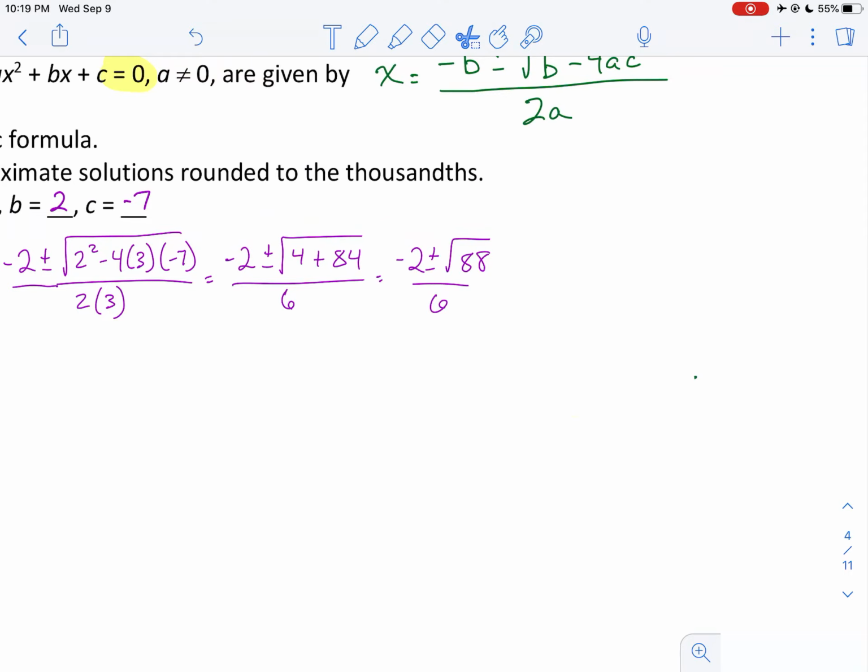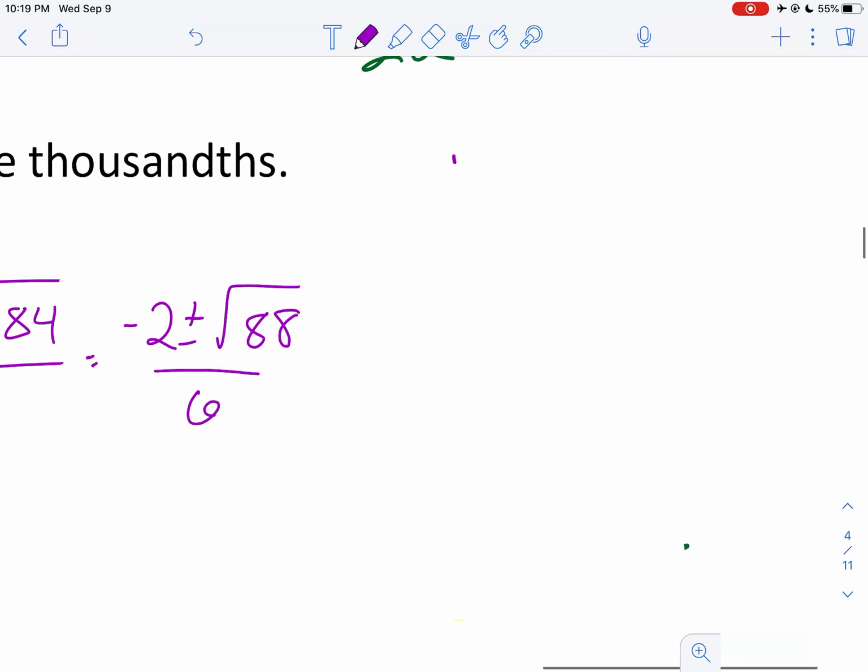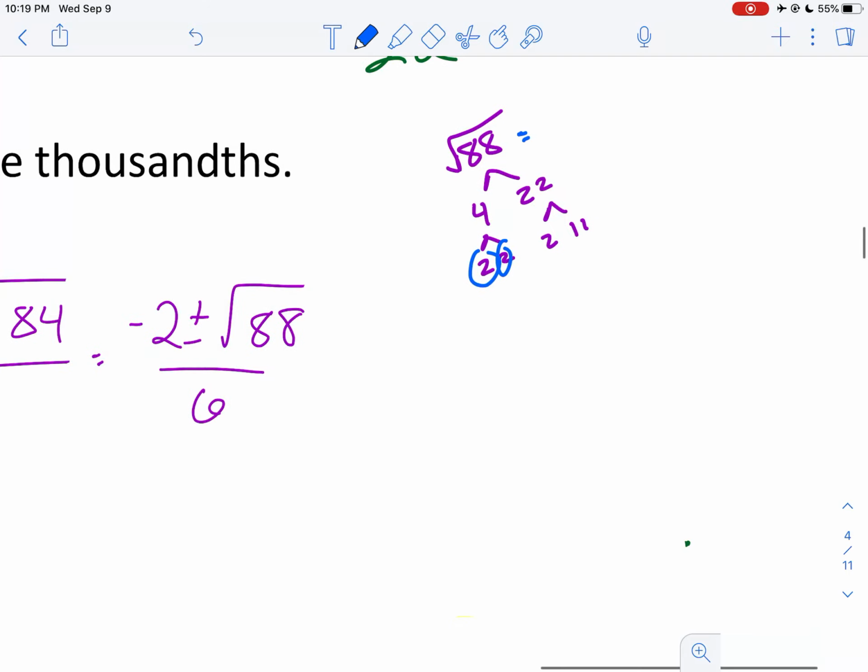All right, the square root of 88. If you remember reducing square roots, if we have a pair that makes a perfect square, and we can then take the square root of that and bring it out front. So 88 is going to become 2 square root of 2 times 11, which is 22.